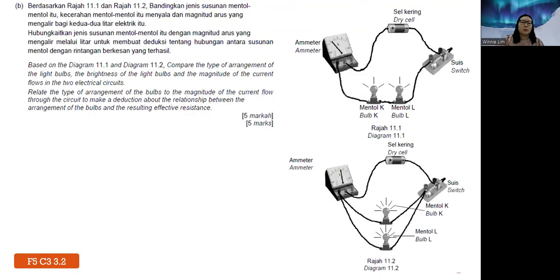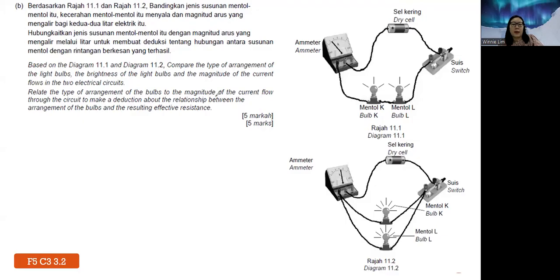Next. Again, under question 11, you always have the comparison part, similar to question 5 and 6. So based on these two diagrams, compare the type of arrangement of the bulb, the brightness of the light bulb, and the magnitude of the current flow in the two electrical circuits. Then relate the type of arrangement of the bulbs to the magnitude of current flow through the circuit to make a deduction about the relationship between the arrangement of the bulbs and the resulting effective resistance.